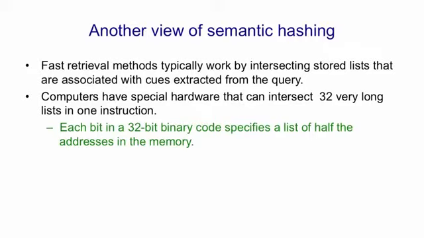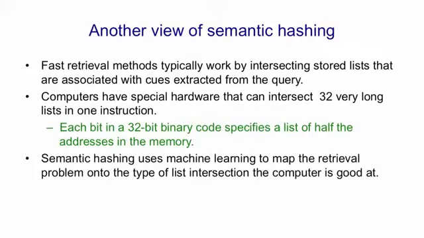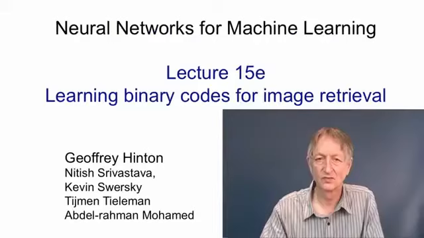in the binary code. So we can think of semantic hashing as a way of using machine learning to map the retrieval problem onto the type of list intersection the computer's good at. As long as our 32 bits correspond to meaningful properties of documents or images, then we can find similar ones very fast with no search at all.